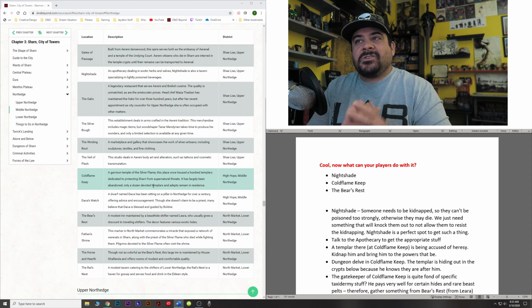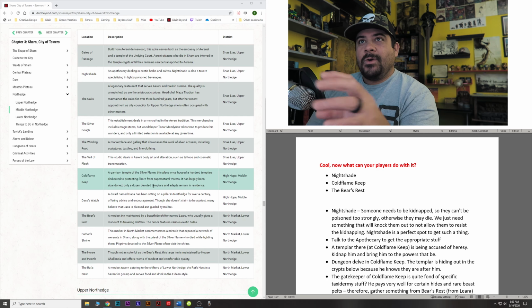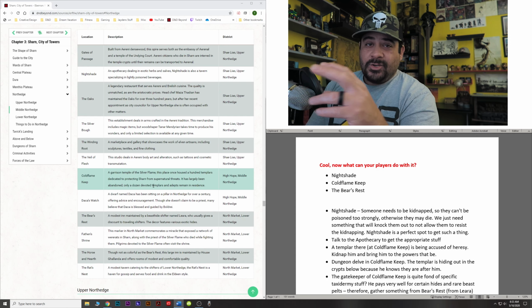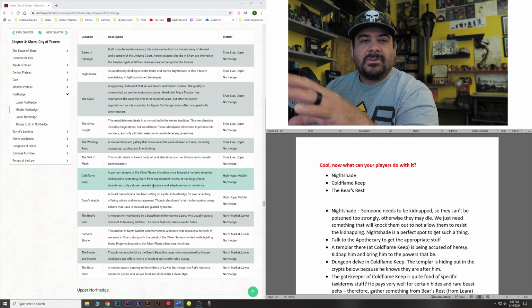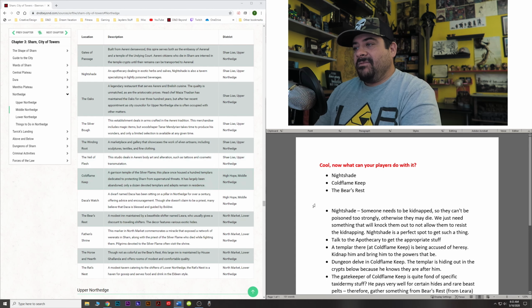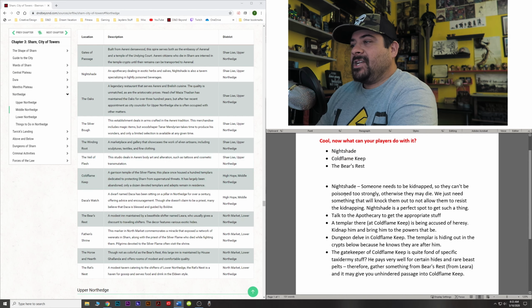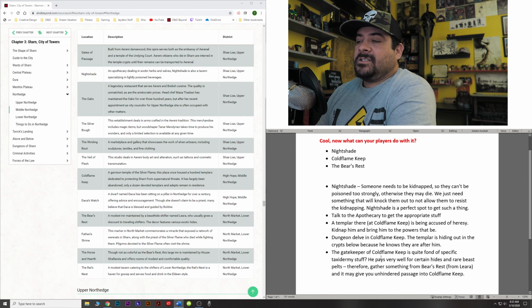Okay, he's supposed to be brought to whoever it is that's wanting to do whatever it is they want to do with him. Bring him to them unscathed, so to speak, right? You have to definitely bring him alive. Okay, so we have 5 bullet points. Nightshade. We have to talk to the apothecary. A Templar is there. Dungeon delve. And the gatekeeper of Cold Flame is quite fond of specific hides and so on.